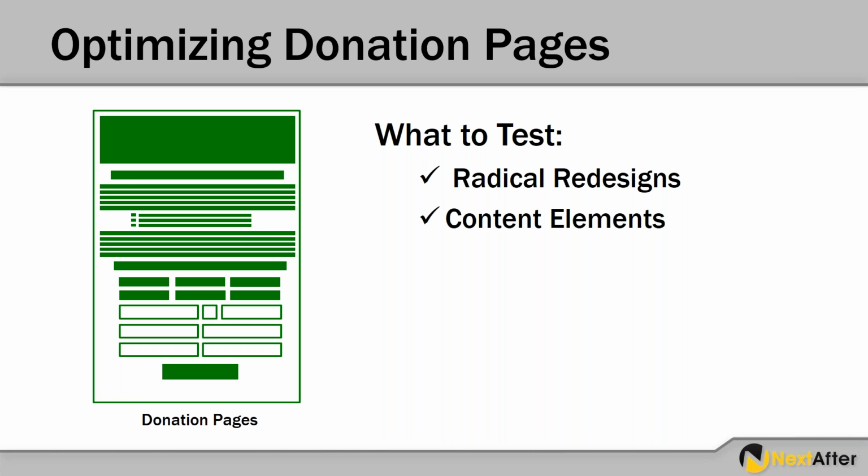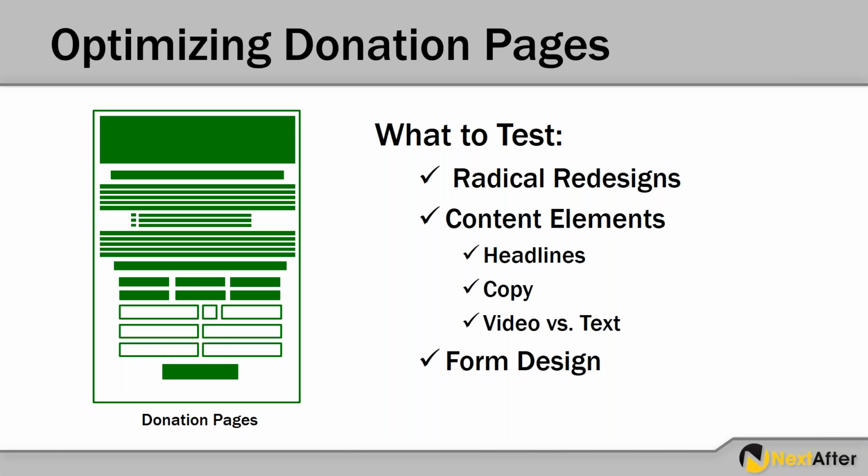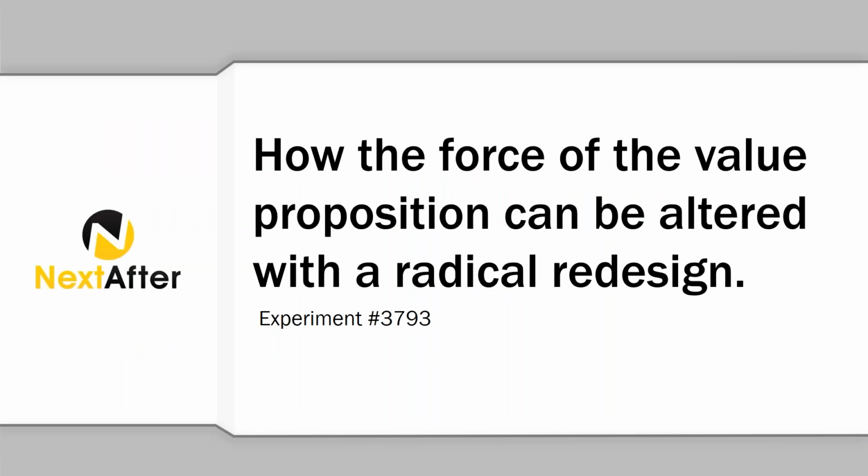In addition to radical designs, you may want to test specific content elements, things like headlines, again, copy, video versus text. We'll look at some of these kinds of tests. Form design, how you actually lay the form fields out on the page, can have a significant impact on your conversion rates. So let's look at a few quick experiments here. How the force of the value proposition can be altered with a radical redesign. Experiment number 3793 in our research library.